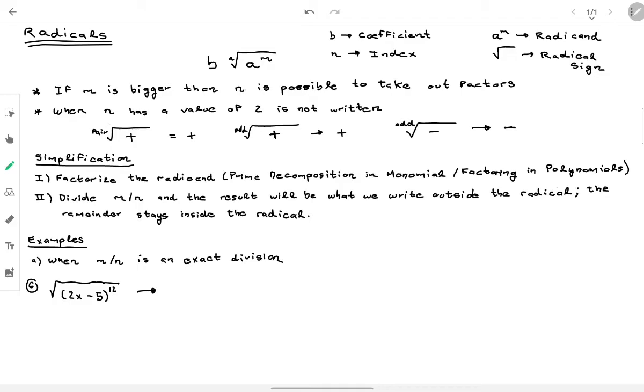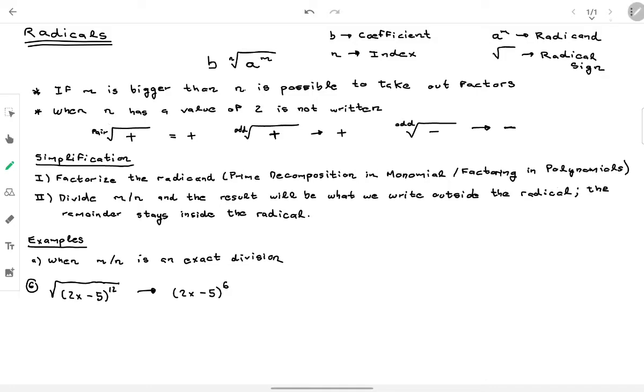So if we have a polynomial, it's going to be almost exactly the same. In this case, the polynomial, all of it, is to the 12th power. The index, we don't see it, but it's a number 2. So it's going to be 12 divided by 2, and our answer is going to be 2x minus 5, all of it to the 6. So it's also very simple when we have powers with the polynomials. It's going to be exactly the same. We divide the power of that polynomial with the index, and that's going to be the actual answer.